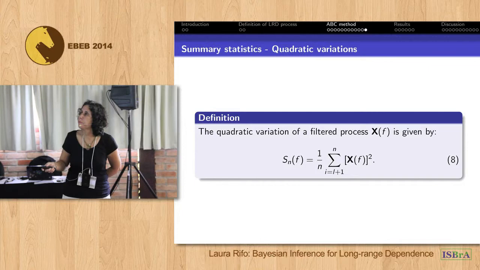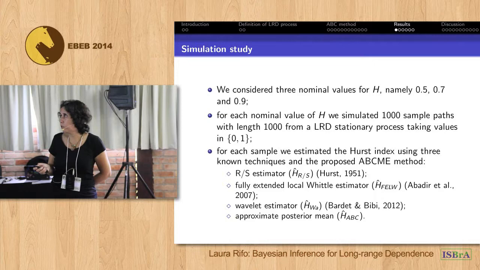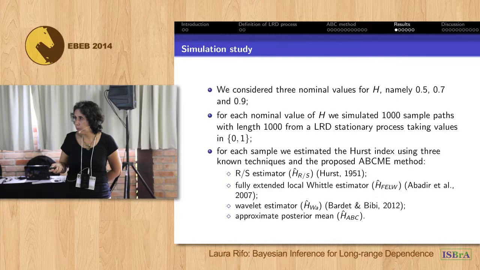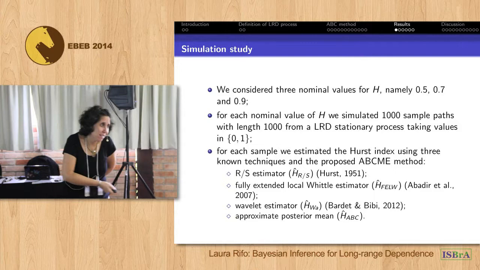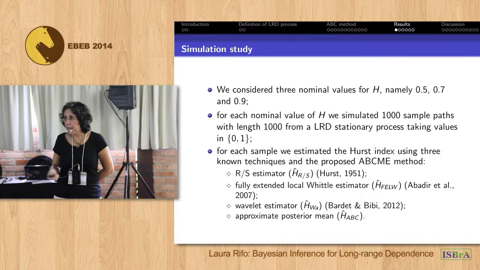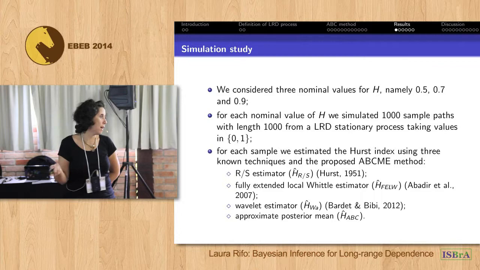In the simulation problem, we consider some values for H: 0.5, 0.7, and 0.9, and we apply the ABC algorithm for each of those values, and we consider those statistics here. The RS estimator, which is an usual graphical and imprecise one, and the fully extended local Whittle estimator, that is also an usual estimator for the memory parameter, a wavelet estimator, and the approximate posterior mean obtained by the ABC by minimal entropy.